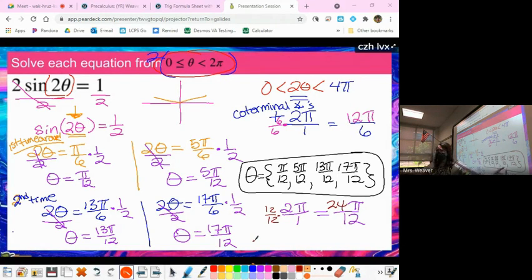Can you see that 24 pi over 12 would simplify to 2 pi? All of our answers are less than 24 pi over 12. All of our answers are less than 2 pi, because we picked up all the answers between 0 and 2 pi. This last thing you don't need to show. This was just me showing that we did get all the thetas between 0 and 2 pi.